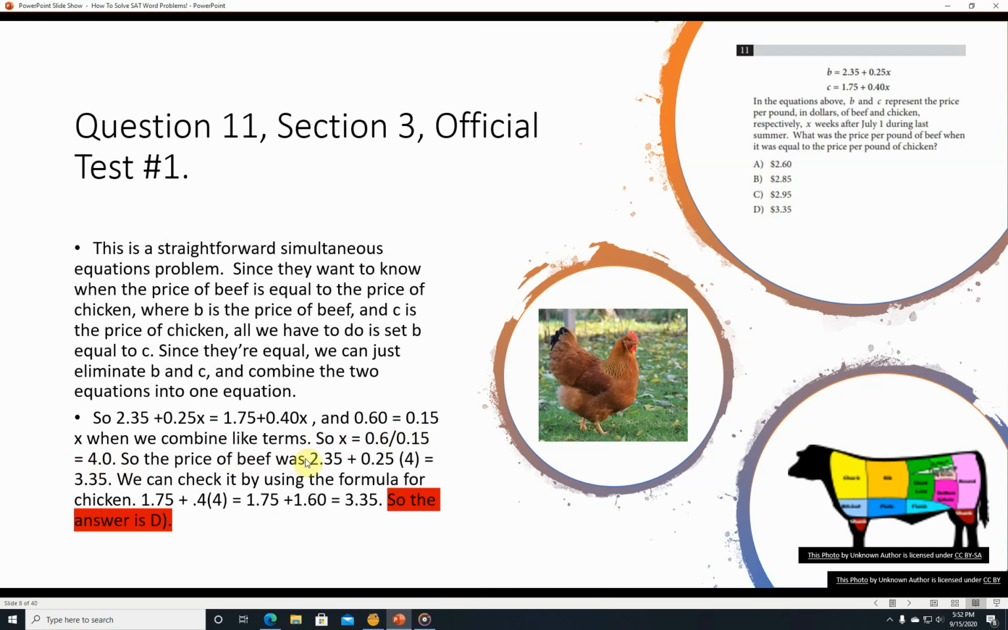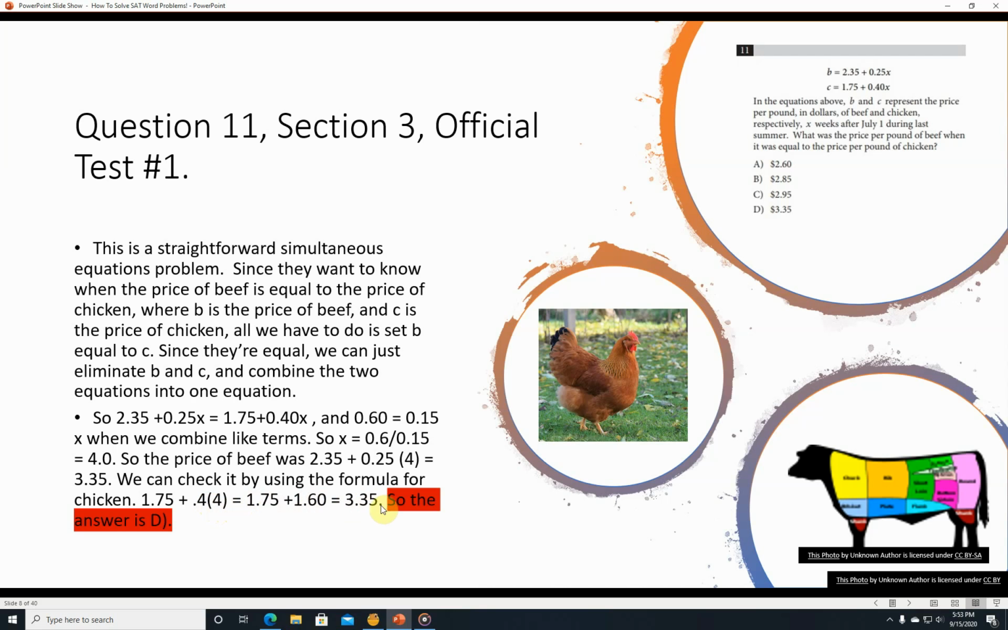So the price of beef was $2.35 plus 25 cents times 4. We know that's going to be $1, 25 cents times 4, so that's just going to be $2.35 plus $1, which is $3.35. We can check it by using the formula for chicken. Well, $1.75 plus 0.4 times 4 is going to be $1.75 plus $1.60, which is $3.35.